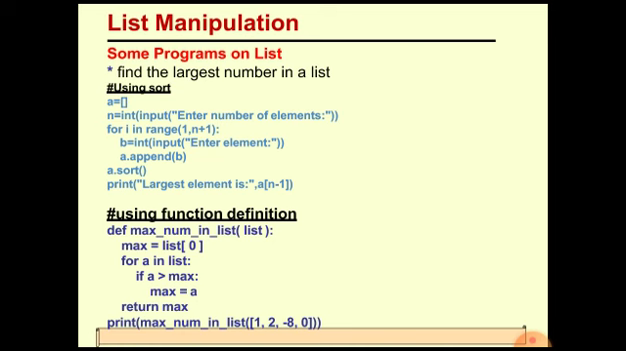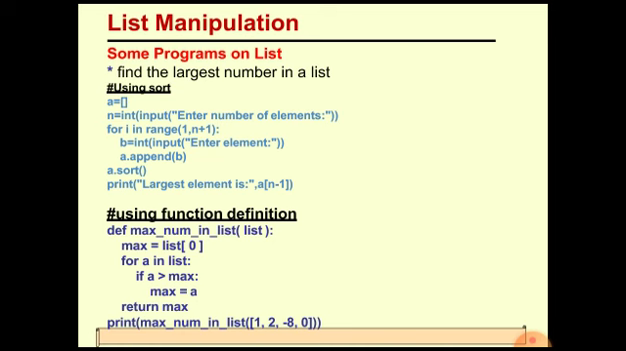So for i in range 1 comma n plus 1 means that i will start from 1 and go till the nth value. Why have we taken this range? Because we want to input that many elements in our list. Whatever number of elements you wanted to insert, for that we have created this loop here.